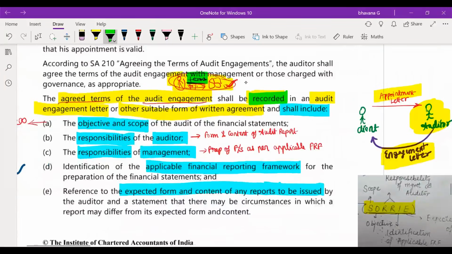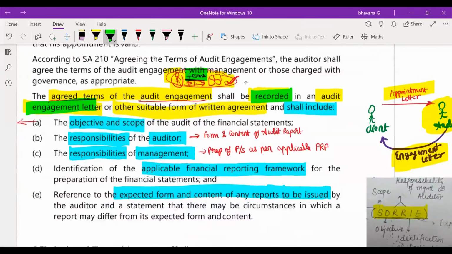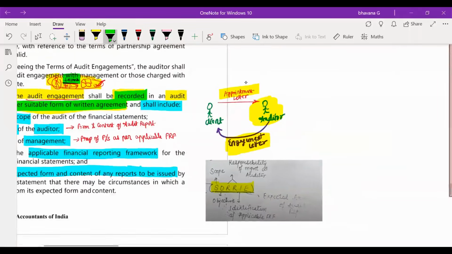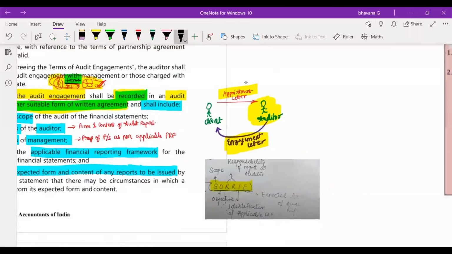You try to record it and put it in a letter known as the engagement letter. Or it is not important that you put an engagement letter alone; any other suitable form of written agreement also you can put these terms in. So just to tell you again, there is the auditor and there is this client. They both agree on a few terms. So these few terms you have to record, right?